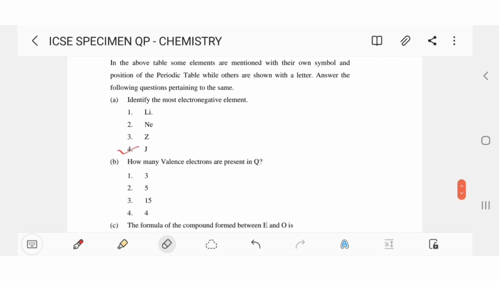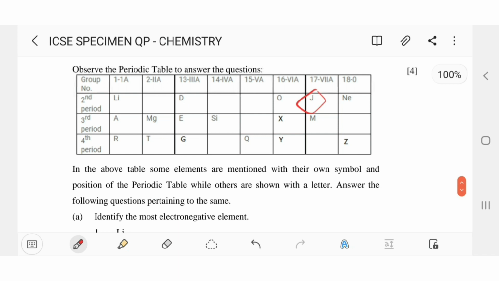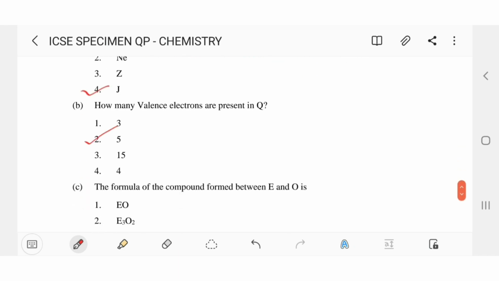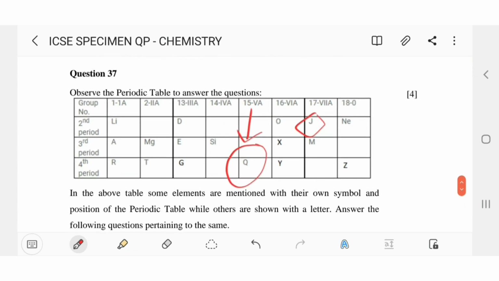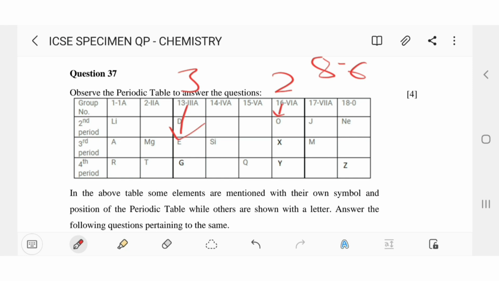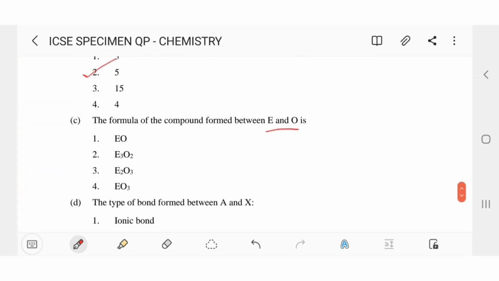How many valence electrons? B. How many valence electrons are present in Q? Q is present in 15A group, so 5 valence electrons. Now C. The formula of the compound formed between E and O. E is located in the 13th group and O is located in the 16th group, which means E's valency is 3 and O's valency is 8 minus 6. Why 8 minus 6? Because 6 are the valence electrons present in O. So we will subtract them to get the valency, which is 2. Now E valency 3, O valency 2, crisscross, we will get E2O3. So this is the answer.